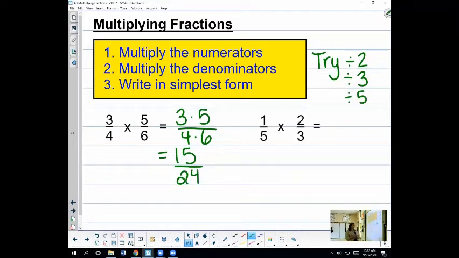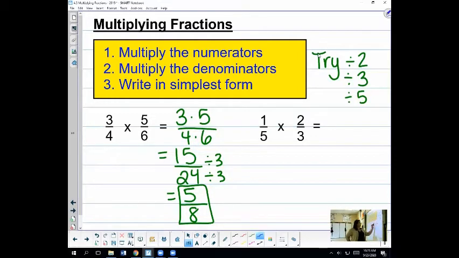If you know your facts, this becomes really easy. Are these both even? They're not. So dividing by 2 is not going to work. If I do know my facts, then I know that if I divide the top by 3 and cut the bottom into thirds, they're both going to work out without a remainder. So 15 divided by 3 is 5, and 24 divided by 3 is 8. And 5 and 8 have nothing in common other than 1. So this answer in simplest form is 5/8. So the goal is to simplify it.